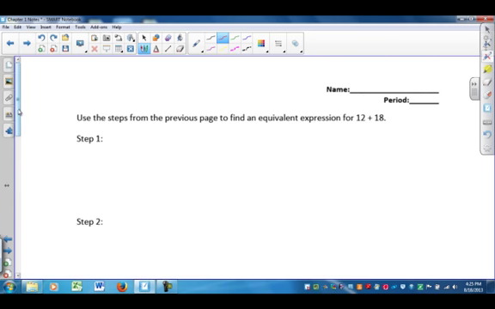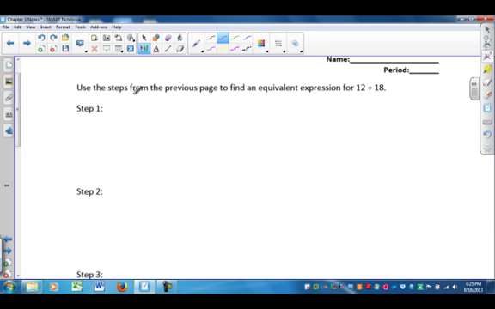All right, now, use the steps from the previous page to find an equivalent expression for 12 plus 18. So basically, I have 12 plus 18.